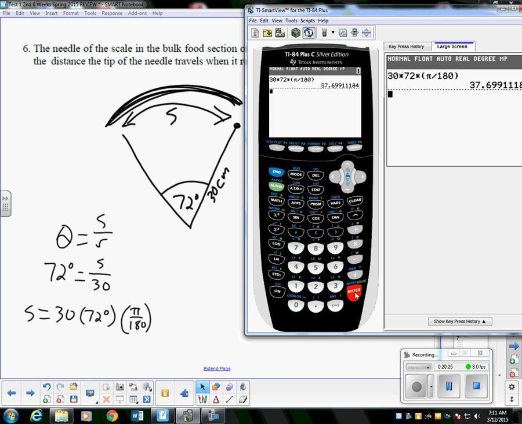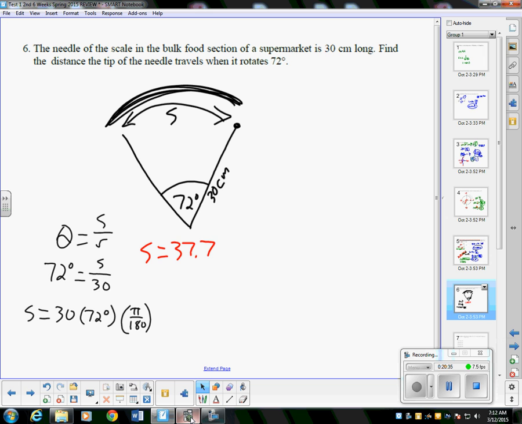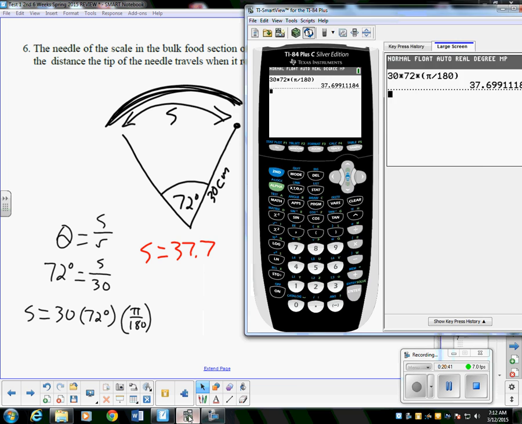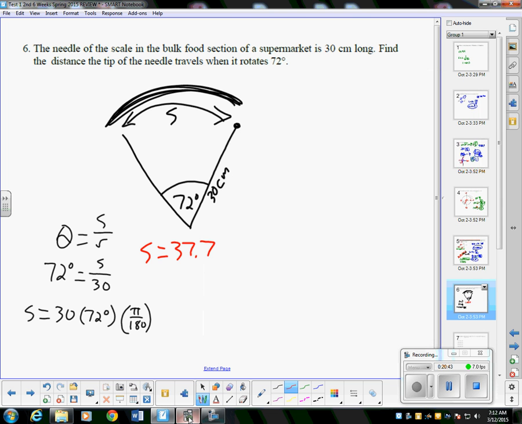And so I know that my needle tip travels a distance of 37.7. I think that's what we're around to. It just says the distance. All right, and since we're in centimeters, we know then that this travels 37.7 centimeters, or 38 centimeters.